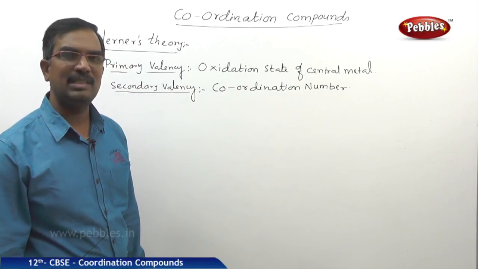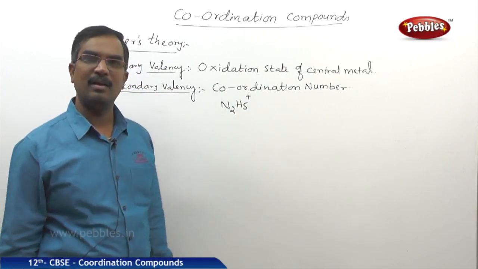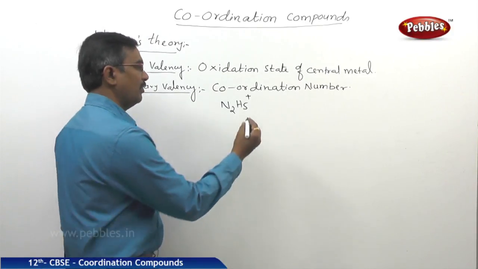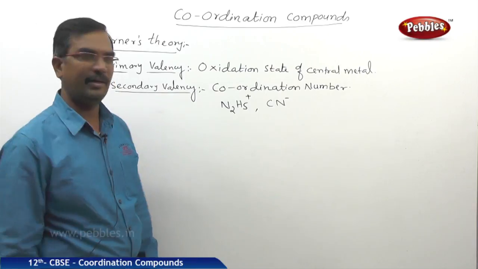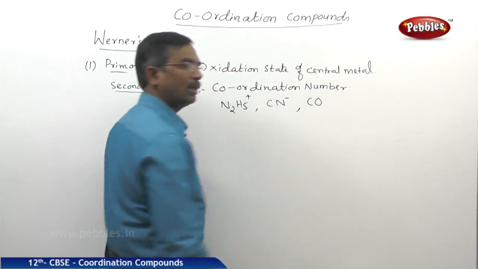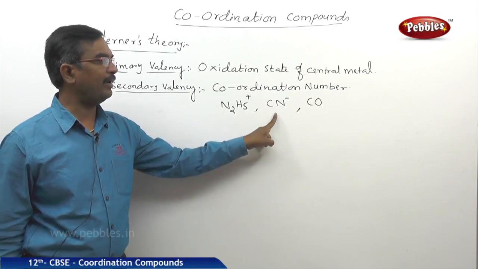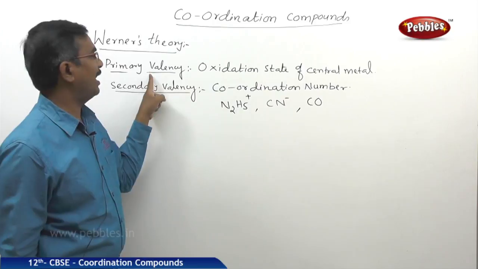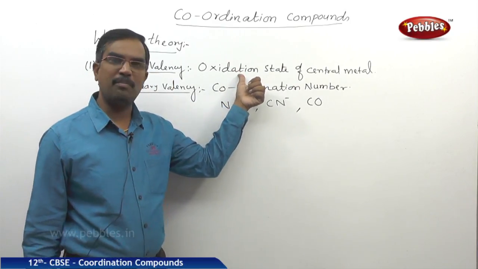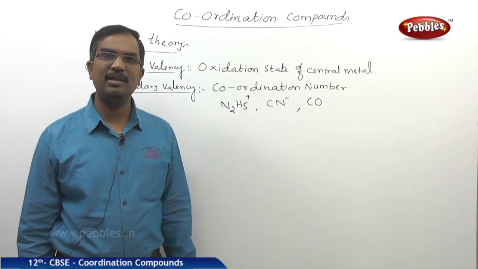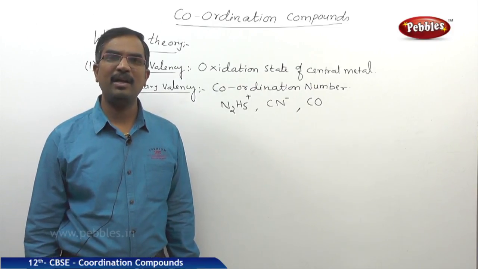For example, a positive ligand like N2H5+, the hydrazinium ion; negative ligands like CN minus, cyanide; and a neutral ligand like CO, carbon monoxide. So the secondary valency can be satisfied by either a positive, negative or neutral ligand. But the primary valency is satisfied only by the corresponding anions, because it is the oxidation state. The metal is generally an electropositive element, so it has a positive oxidation state, and definitely it should be satisfied by the corresponding anion only.